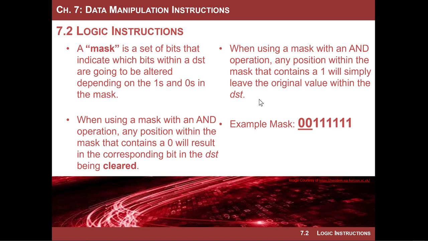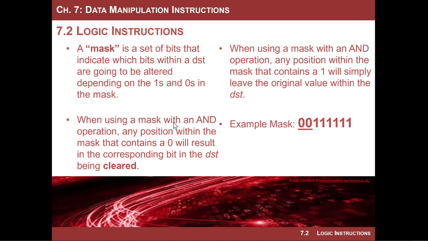So now this allows us to start looking at this concept of a bit mask. A mask is a set of bits that indicate which bits within a destination are going to be altered, and the mask will tell you which bits are going to be altered depending on the ones and zeros in the mask. Whatever the ones and zeros in the mask represent depends on the operation. Okay, so it's going to be different if we're using ORs for a mask or ANDs for a mask. But we're still looking at the AND right now.